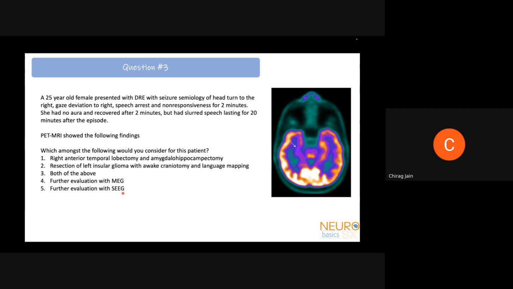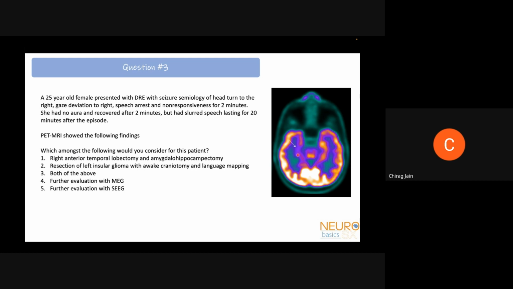Okay, so this PET MR is clearly showing there is hypermetabolism on the side, right? So there's no point of considering a right anterior temporal lobectomy over here. Sorry, yeah, this is the right side. So the first thing is that even though this patient has hypermetabolism in the right anterior temporal lobe and in the mesial temporal lobe, it does not mean that the seizures are arising only from this area.